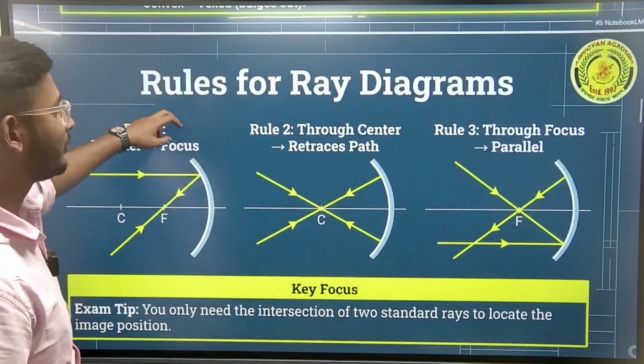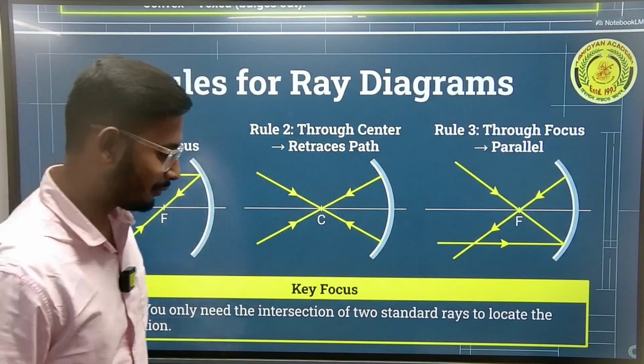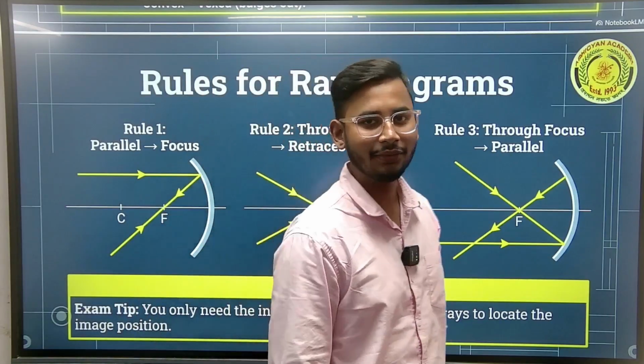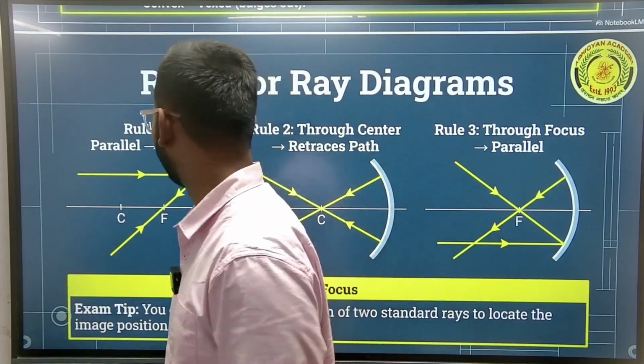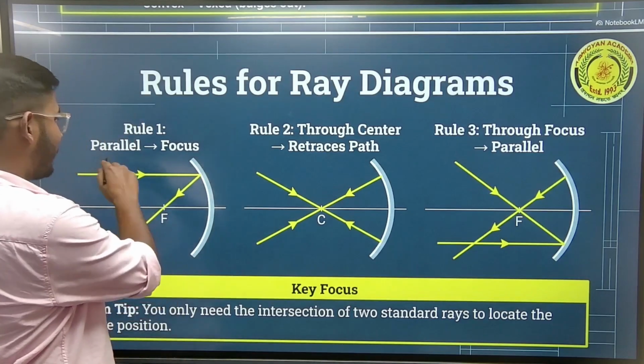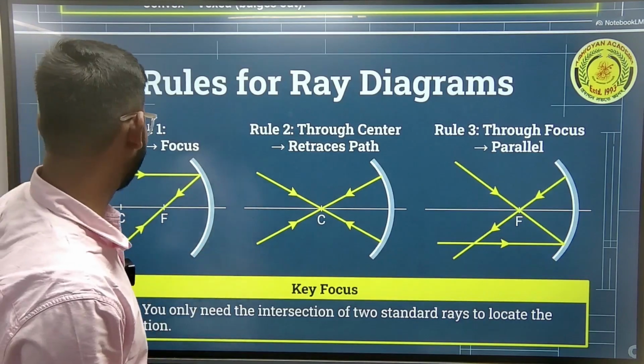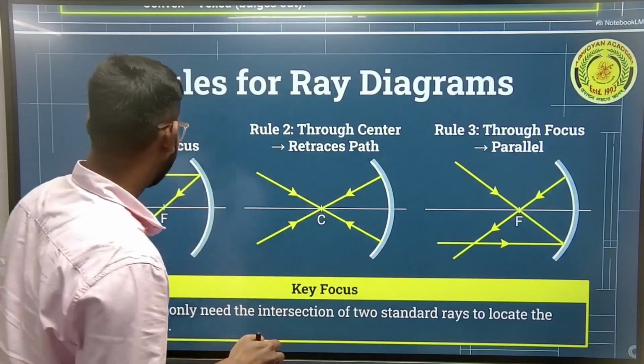Okay. So there are some rules for ray diagrams. For mirrors, we have to draw ray diagrams, and these are some rules for ray diagrams. So always remember the incident light which goes parallelly.